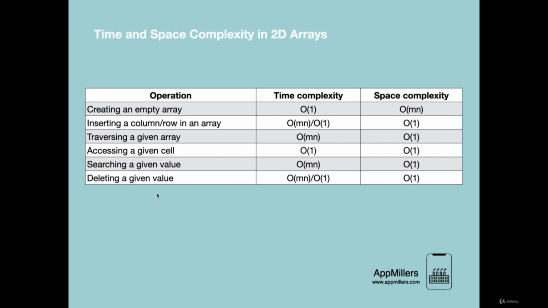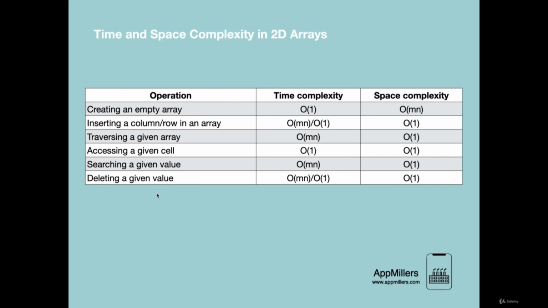Then we continue to deleting a value. So if we are deleting a given column or row from the end of a two-dimensional array, then the time complexity will be constant, because in this case, we are not moving any column or row to right or to up. But if we are deleting a row from the beginning of a two-dimensional array, then other rows have to move one step up. And this means that this will take O(MN) time complexity.